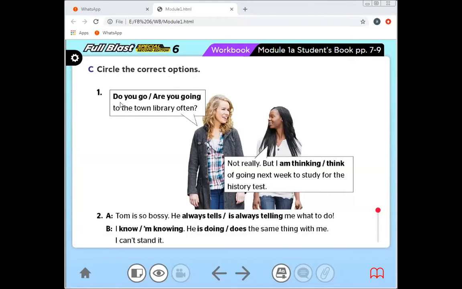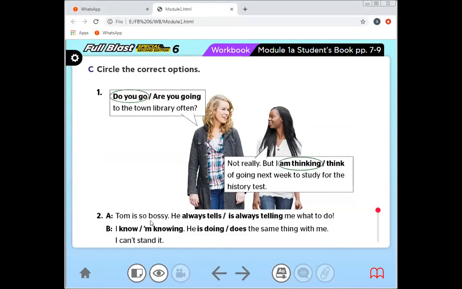Number 1, do you go or are you going to the town library often? Here, she is talking generally. It's a simple form. So what's your answer? Do you go? Excellent. She answered, not really, but I'm thinking of going next week to study for the history lesson. I'm thinking. Excellent. Well done, because it's an action.